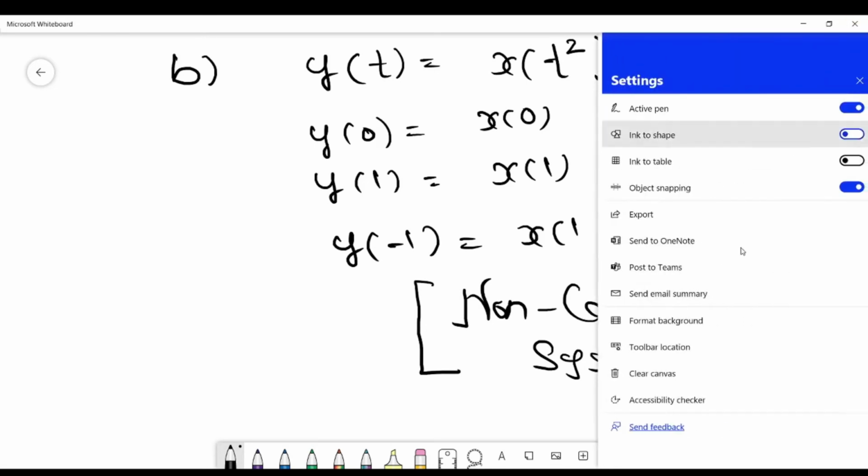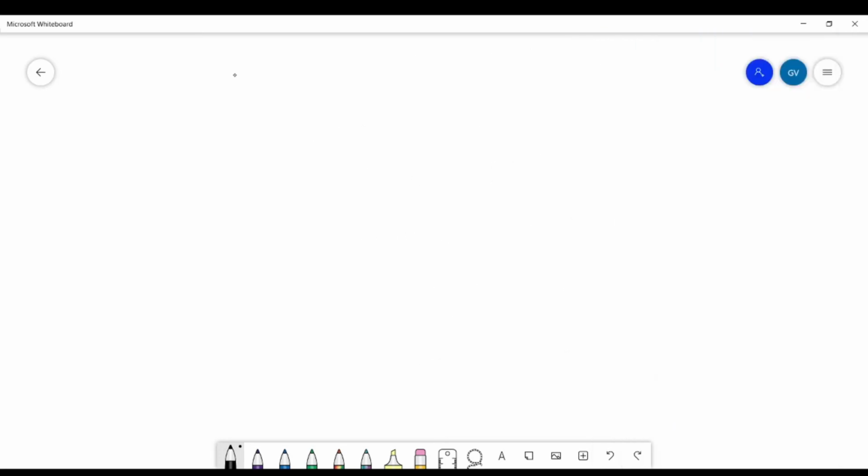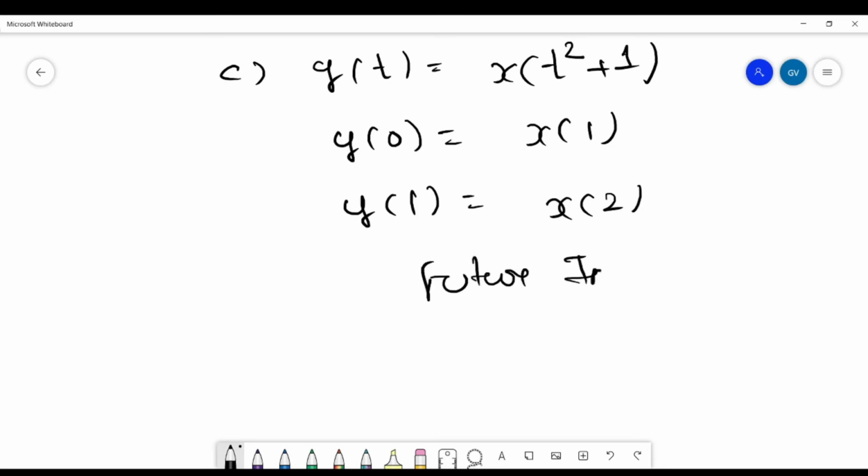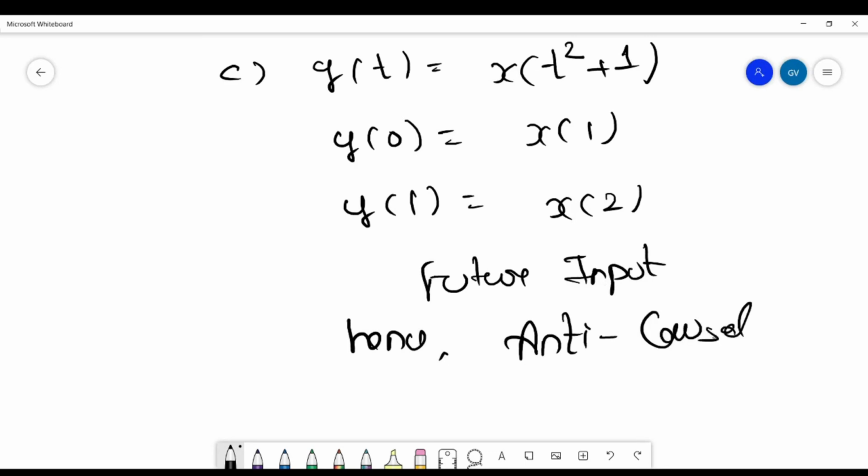Now let's take another example to understand anti-causal systems. So now if I take y of t is equal to x of t square plus 1. Now if I go for y of 0, this will definitely be y of 1. If I go for y of 1, this will be x of 2. So we can clearly say here that it is depending upon future input. Hence, this is an anti-causal system. Okay, so till now we have discussed two types of a system.